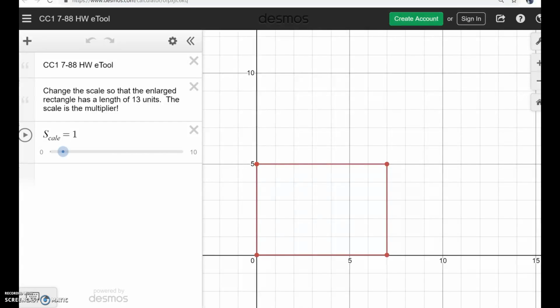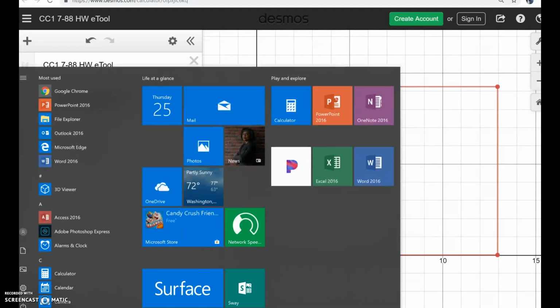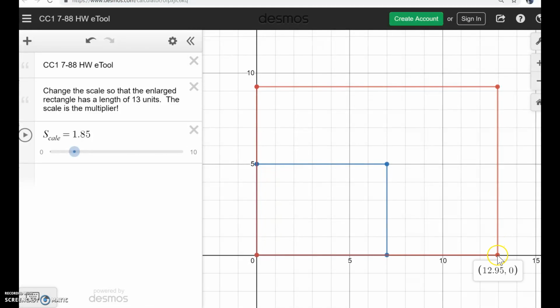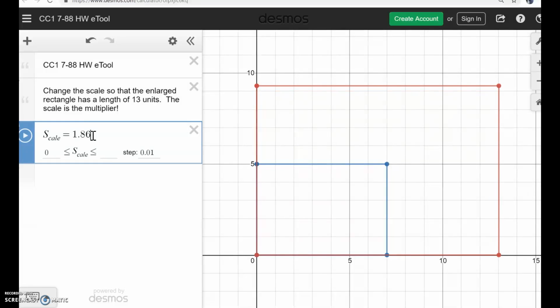So here they go. They've got this rectangle laid out. The width is 5 and the length is 7. And we're going to try to use this sliding scale and try to get our length to 13 units. So let's take it and let's slide it. So close. I don't think it's quite 13. So let's go, maybe instead of 8.5, we go 8.6.